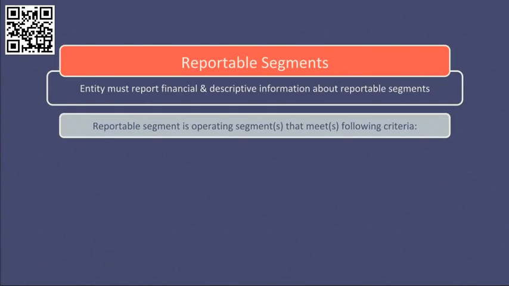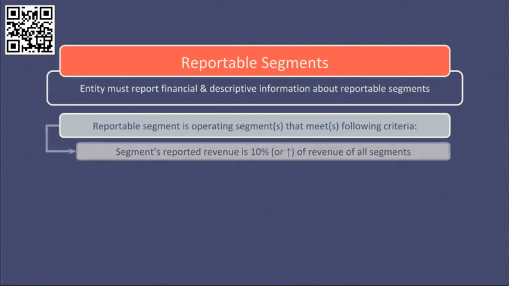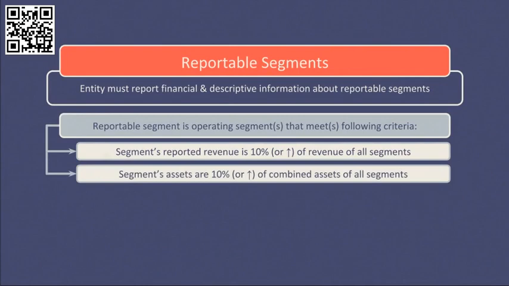A reportable segment is an operating segment or aggregations of operating segments that meets the following criteria. The segment's reported revenue, both from external customers, inter-segment sales, or transfers, is 10% or more of the combined revenue of all the operating segments. Or the segment's assets are 10% or more of the combined assets of all operating segments.